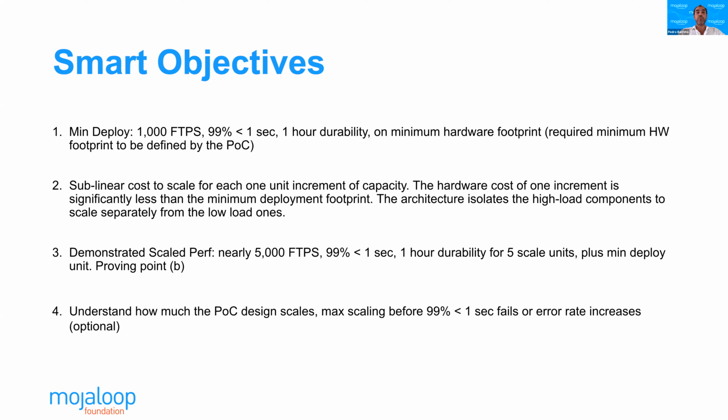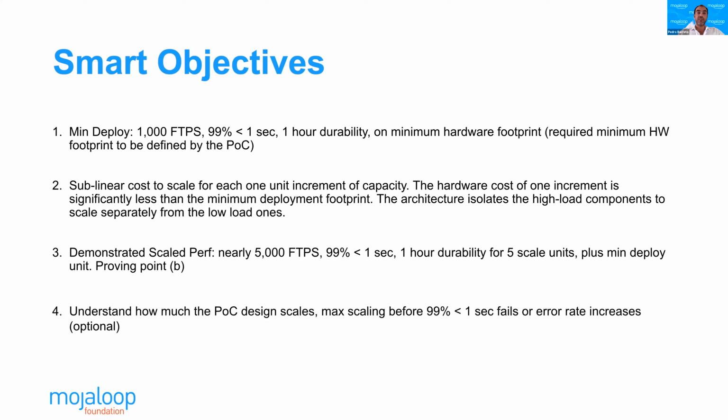So we need a minimum deployment unit which is able to sustain 1,000 financial transactions per second, where 99% of it takes less than 1 second. And this needs to run for an hour of the test. And this needs to be a minimum hardware footprint, which is something that we need to come up with: what is that necessary hardware footprint for that kind of performance.